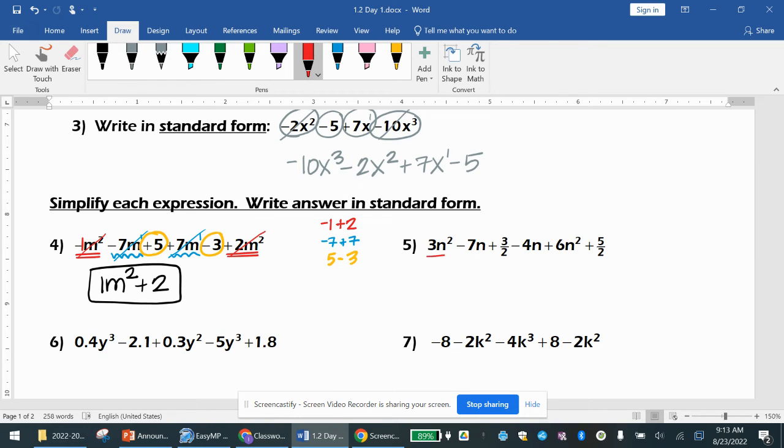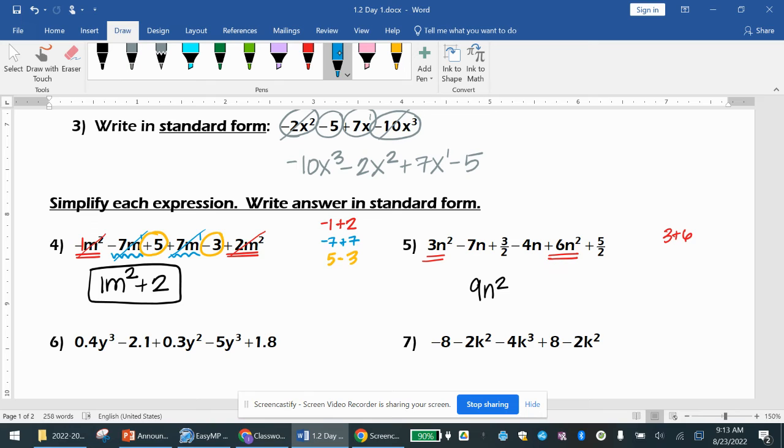Okay, again, we're combining like terms, so I'm looking for the highest exponents first. So I have 3 plus 6. I'm just reading it from left to right. 3 plus 6 is 9. Keep the variables the same. So 9n squared.